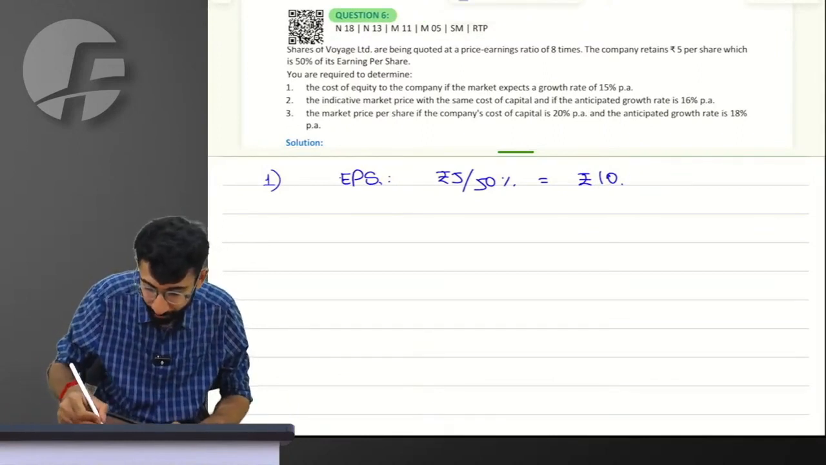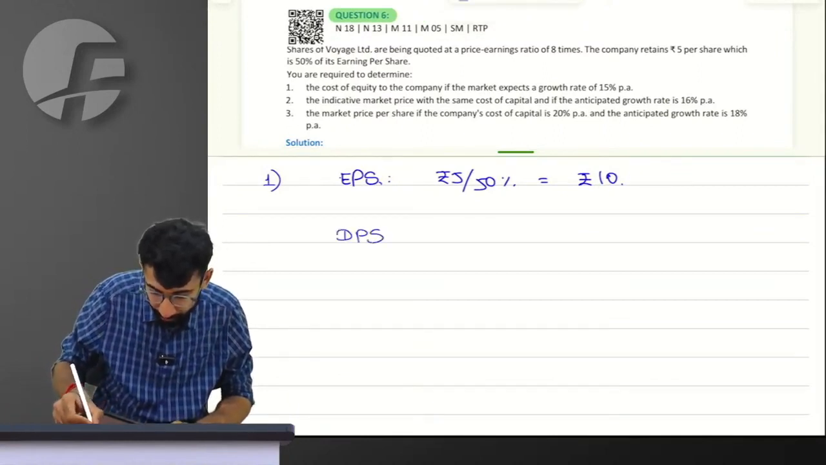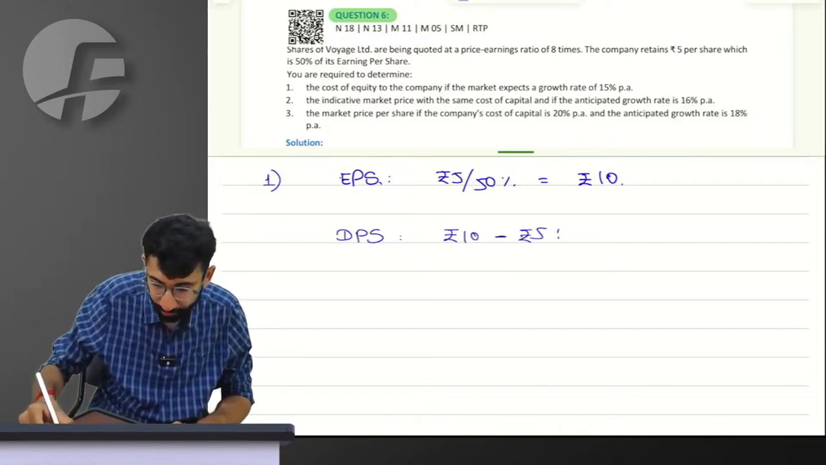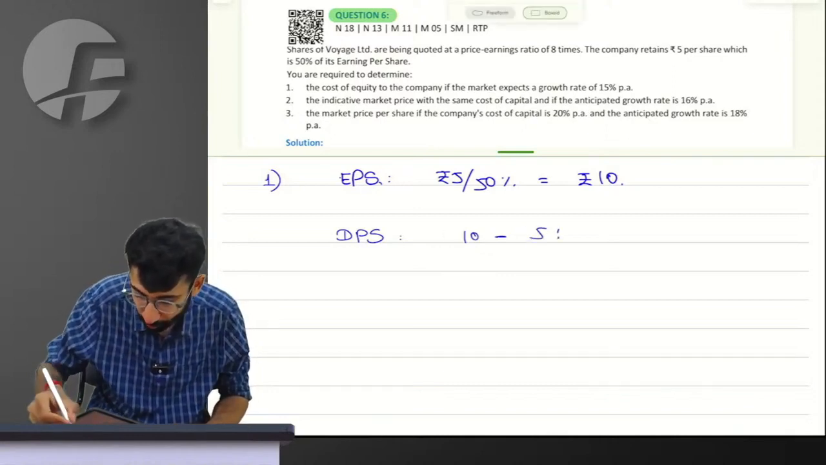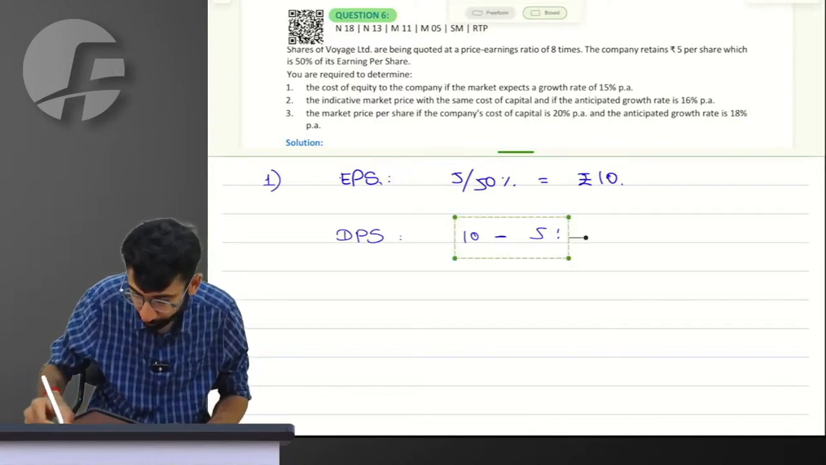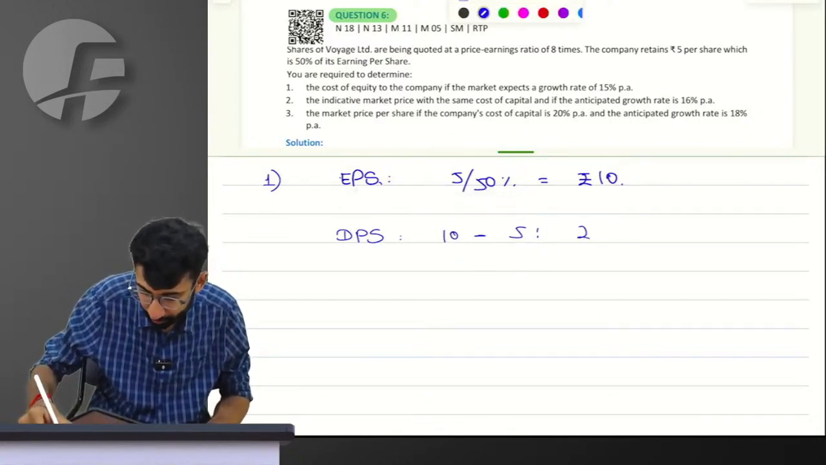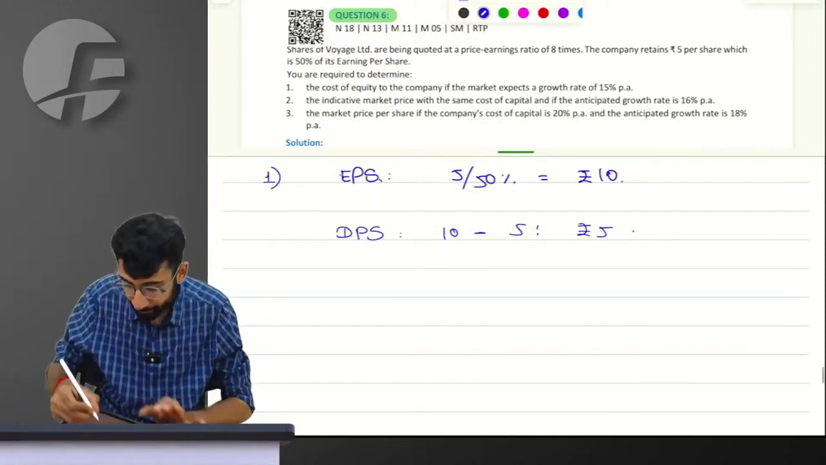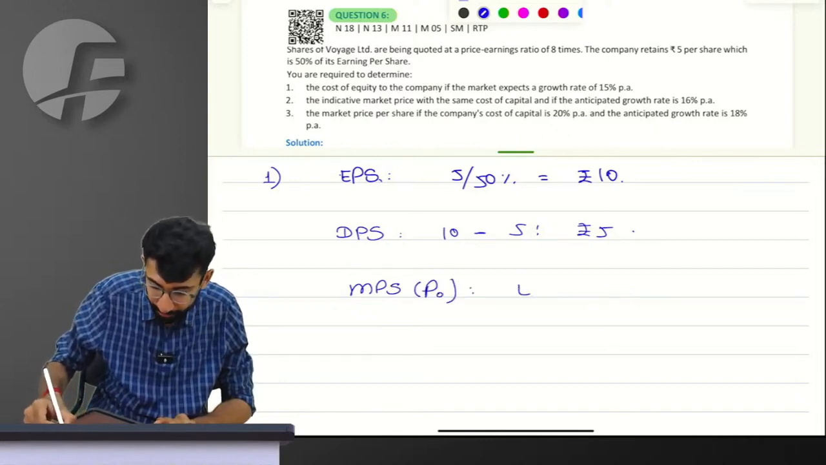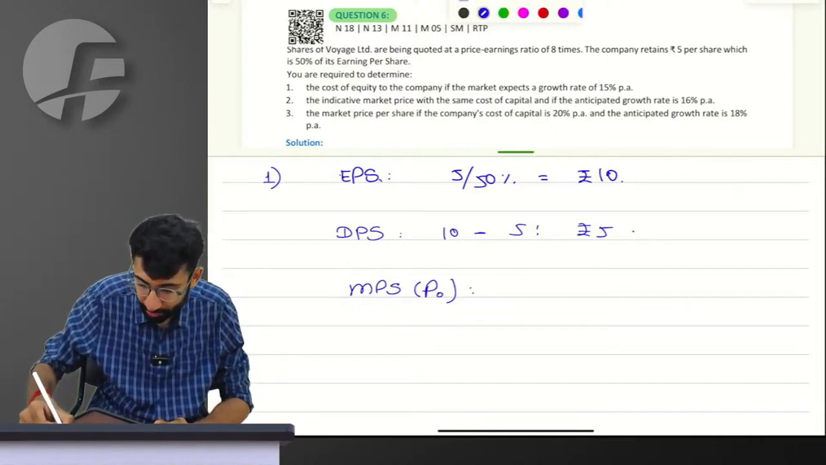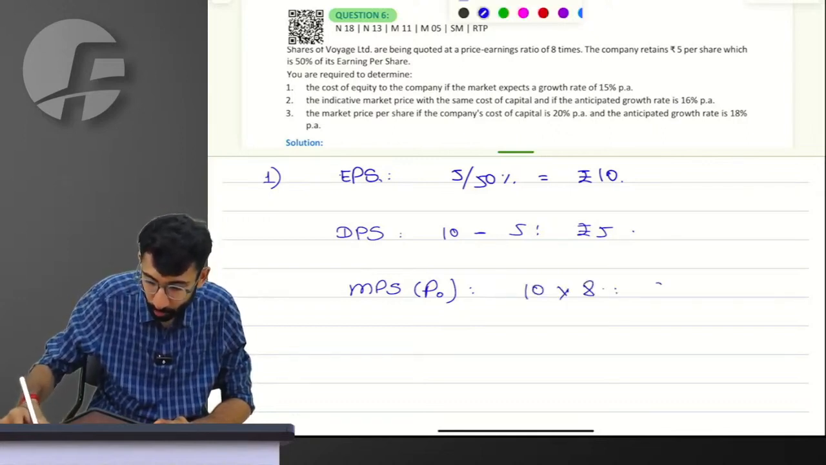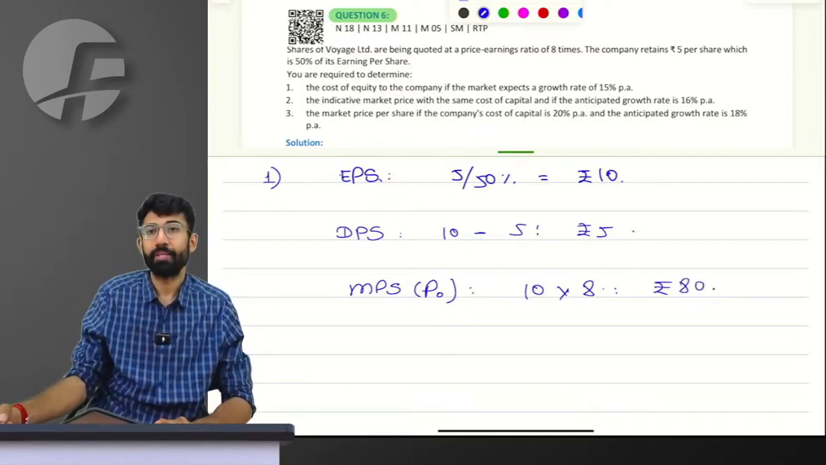All right, next. Sir, DPS dividend per share is equals to rupees 10 minus rupee 5 of retained earning. In fact, you can remove the word rupee from here, as I said. In the calculation, you don't need to show the word symbol of rupee. 10 minus 5 is equals to rupee 5. Sir, what is MPS, which is actually P0? That is EPS into P ratio. Sir, how much is EPS? 10 into how much is P ratio? 8, which gives you rupees 80 as MPS.